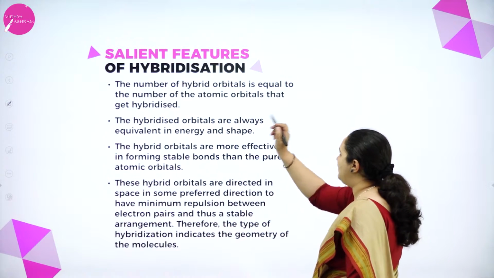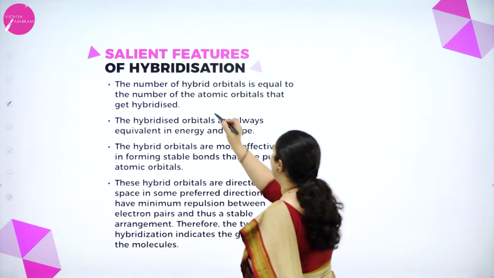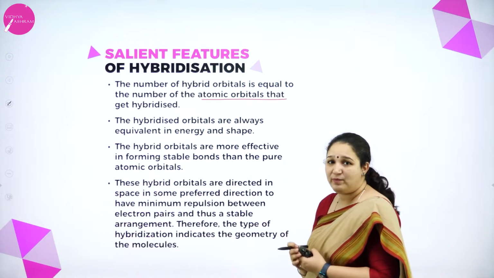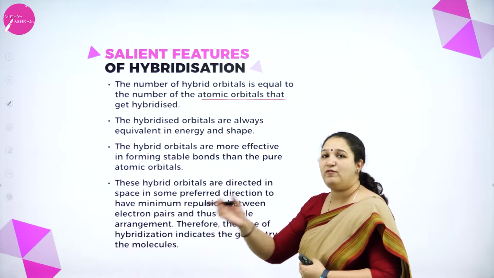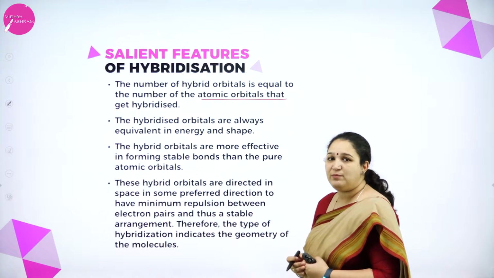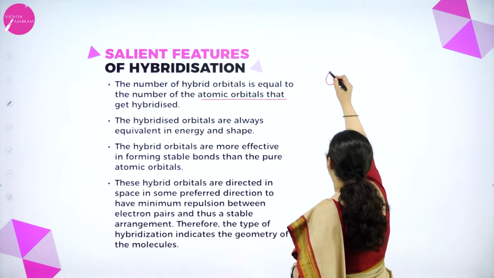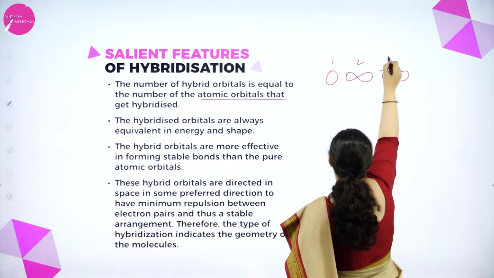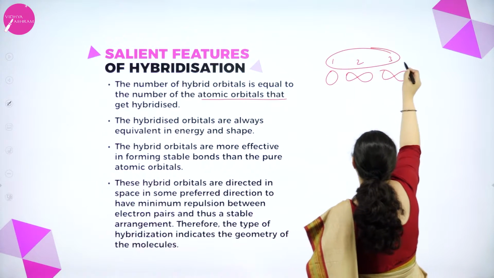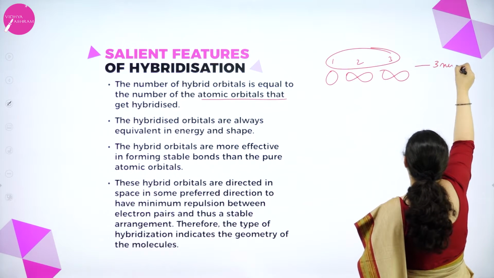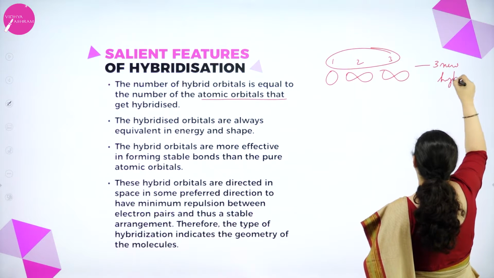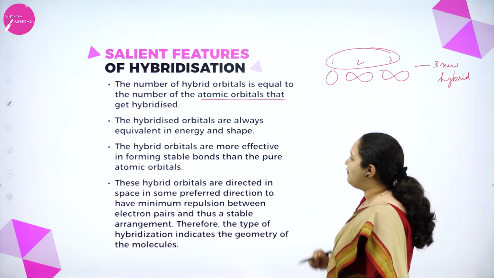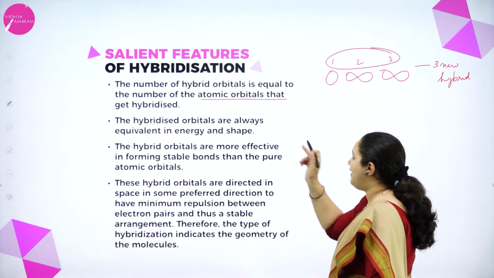The number of hybrid orbitals is equal to the number of atomic orbitals that get hybridized. That is, how many orbitals are mixing, an equal number of hybrid orbitals you will get. For example, there is 1 s orbital and 2 p orbitals mixing. You have 1, 2, 3, total 3 orbitals are mixing. You will get 3 new hybrid orbitals. So that is the meaning of the number of hybrid orbitals is equal to the number of atomic orbitals that get hybridized.